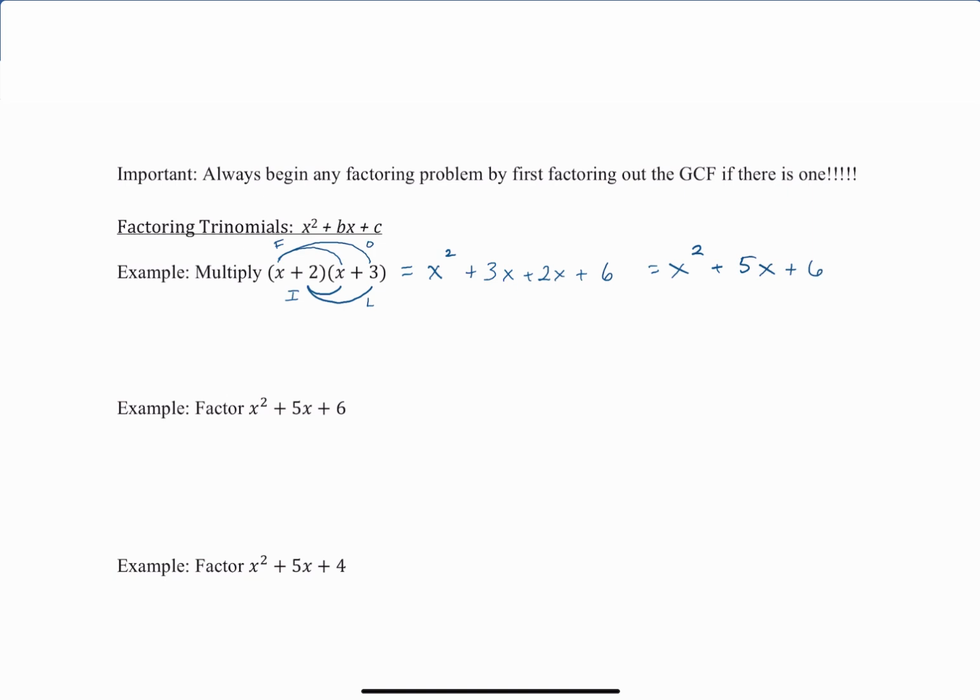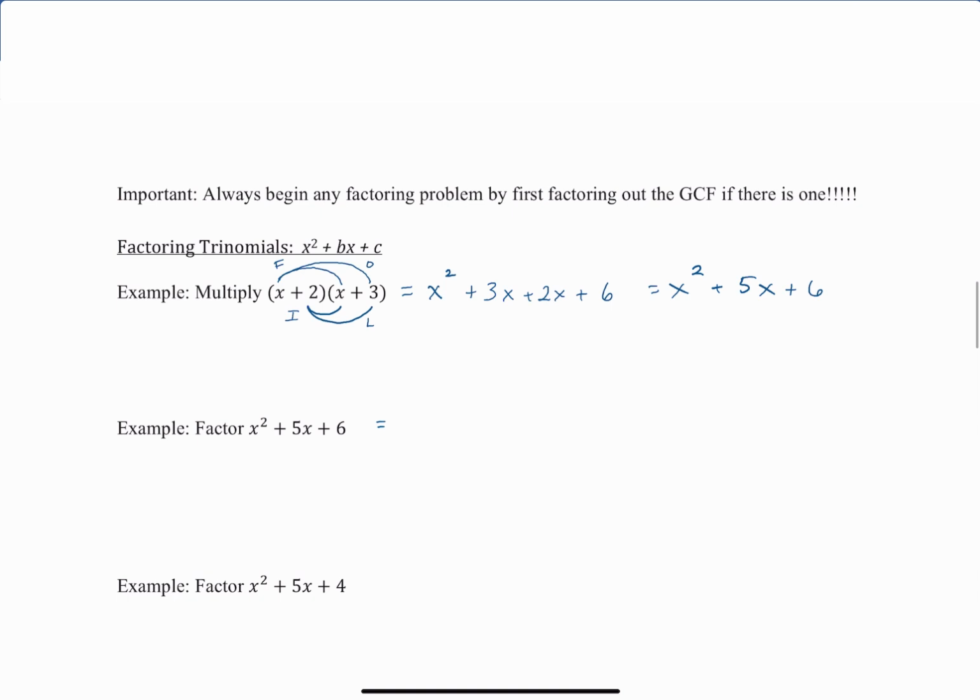plus 6. Now, suppose we're going the other direction and we have a problem that asks us to factor x squared plus 5x plus 6. In other words, we're supposed to write x squared plus 5x plus 6 as a multiplication problem. Now, this is starting to get difficult to do. However, since we just did the multiplication problem, we can see that it would be x plus 2 times x plus 3. But how would we find that if we hadn't just done the multiplication problem?